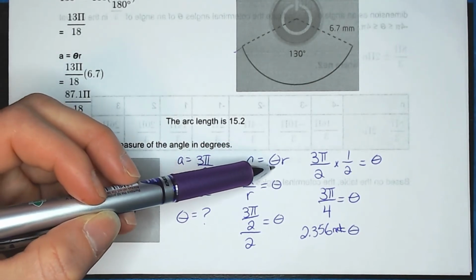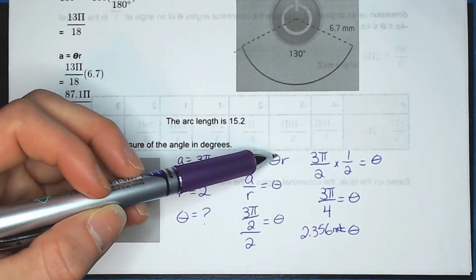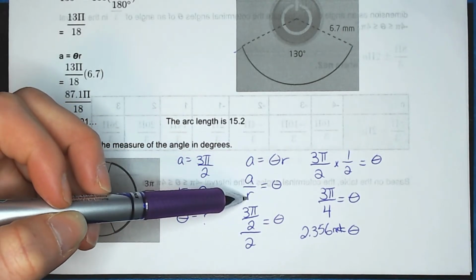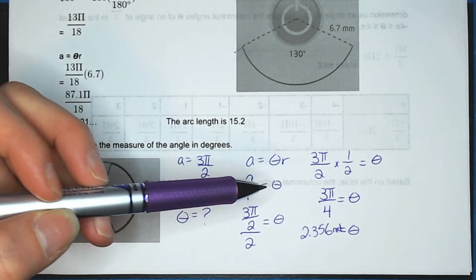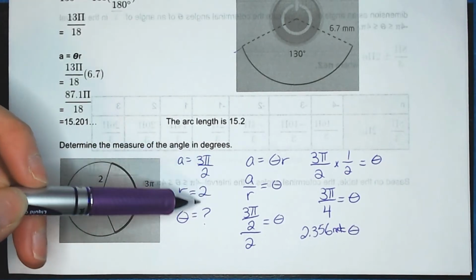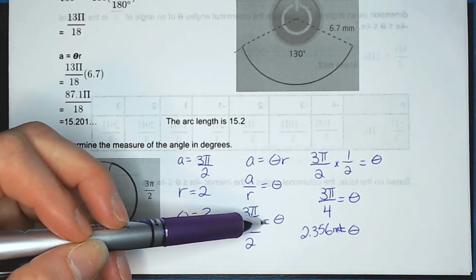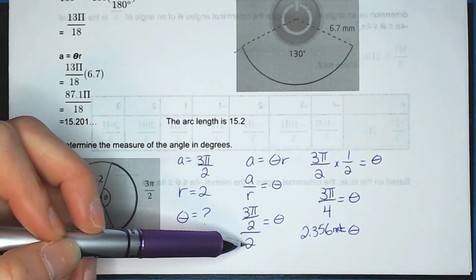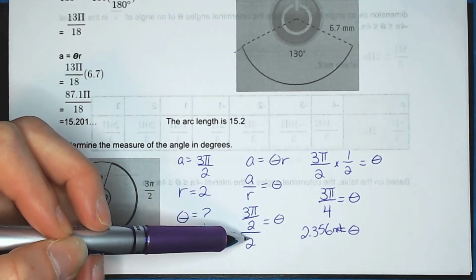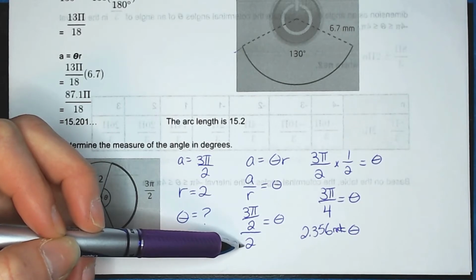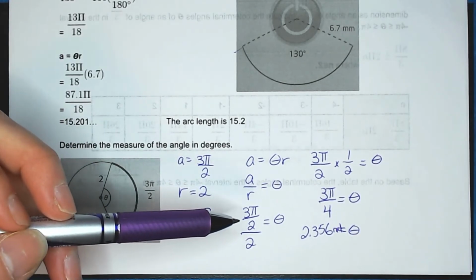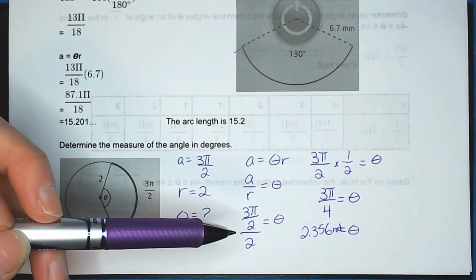Theta is unknown. So we have this original formula. A is equal to theta times the radius. And we want to isolate the theta. So A over R is equal to theta. Now, we'll just take these values and plug them in. We have 3 pi over 2 divided by 2 is equal to theta. Remember, when we're dividing a fraction by another number, we're just going to take the reciprocal and multiply instead, and that will give you a really easy answer to solve.